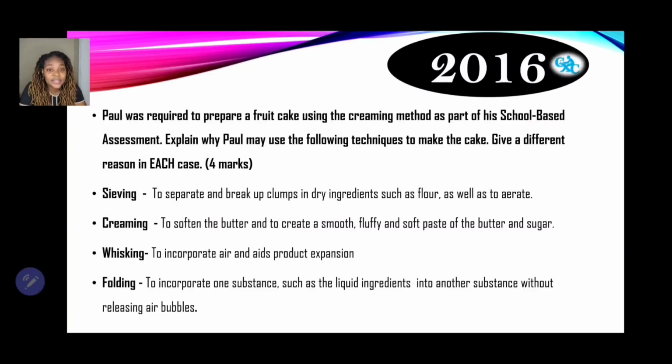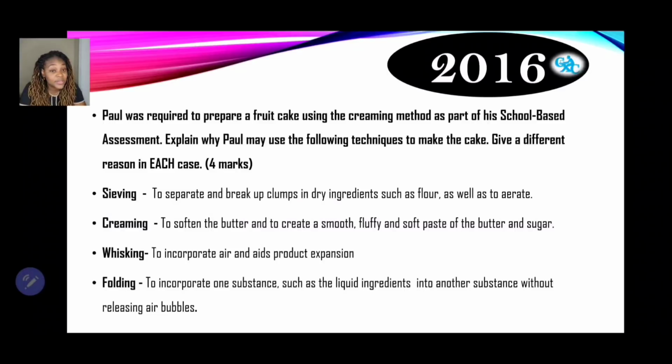Now, as it relates to sieving, the purpose is to separate and break up clumps in dry ingredients such as flour, as well as to aerate. Good. So we introduce air into the flour so that our products can be lighter as well. Good. Now, as it relates to creaming, the function of creaming is to soften the butter and to create a smooth, fluffy, and soft paste of the butter and also the sugar.